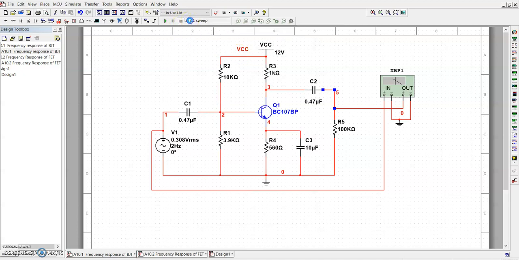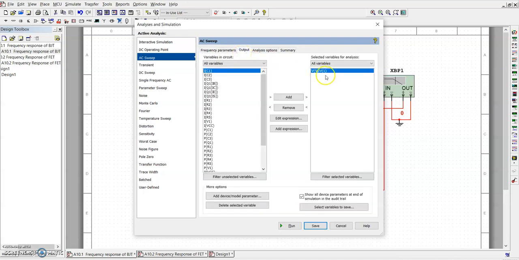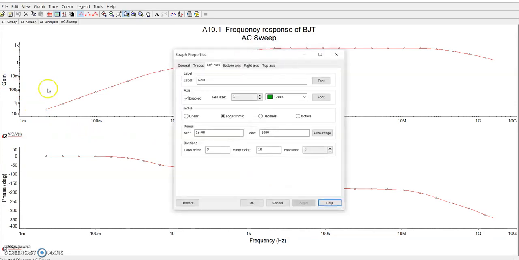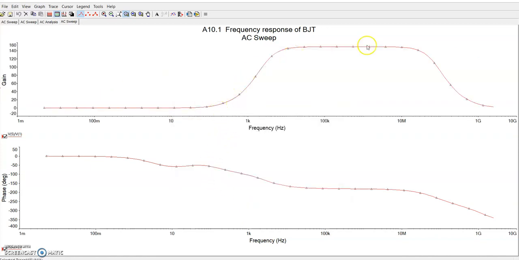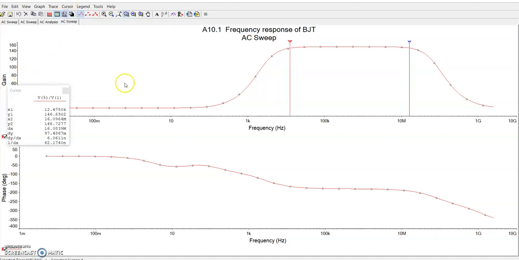Now let's run and see. AC sweep. I have already added the expression and run. Make sure that your gain is in linear or in decibel. I'm going to give linear. See, this is the graph. Now we have to find out what the bandwidth is. For that we need the cursor. Go to cursor, show cursors.